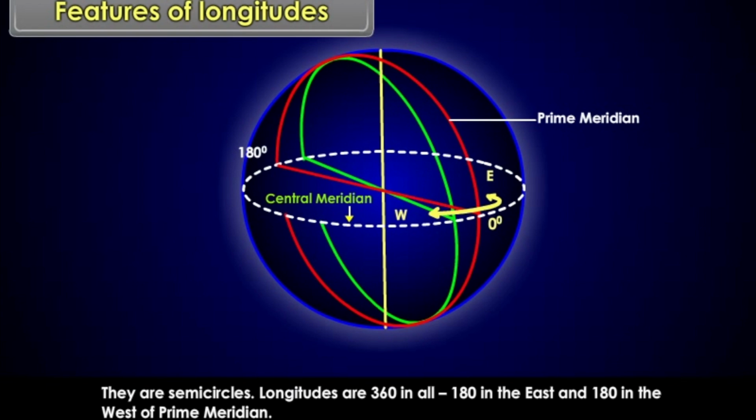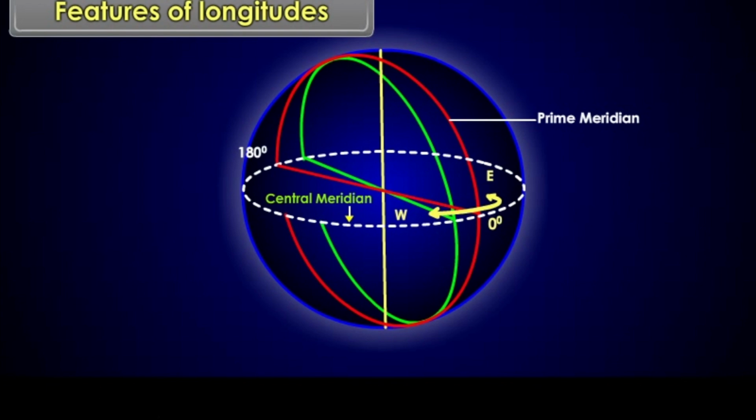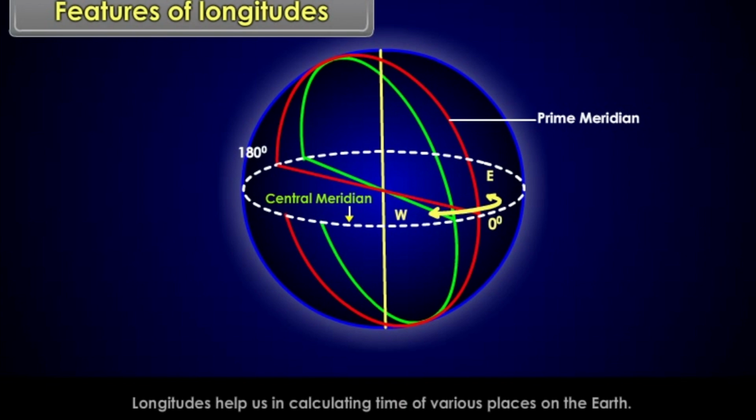They are semicircles. Longitudes are 360 in all, 180 in the east and 180 in the west of the prime meridian. 180 degrees east and 180 degrees west is one longitude. Longitudes help us in calculating time of various places on the Earth. The distance between longitudes is maximum at the equator and it goes on decreasing towards the poles.